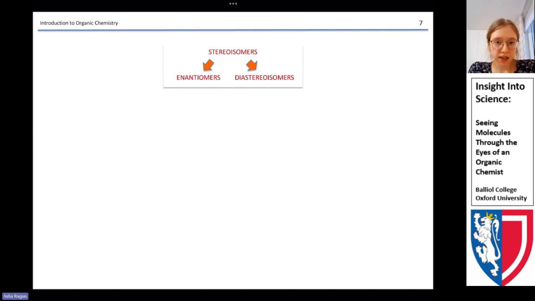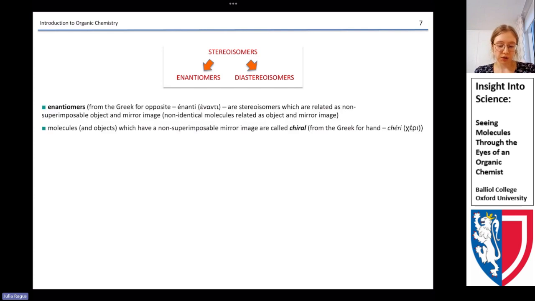Because stereoisomers can be divided into enantiomers and diastereomers. Enantiomers are stereoisomers that are related as non-superimposable object and mirror image, which means that the non-identical molecules are related as object and mirror image. And those molecules that are enantiomers are also called chiral, and it stems from Greek for hand.